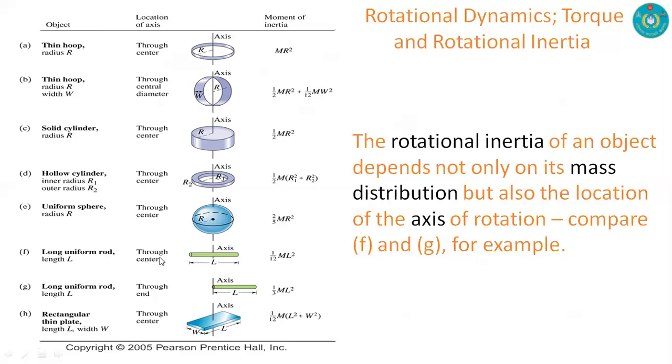For F, we have the location of the axis through the center, and for G, we have the location of the axis through one end. By comparing, we can write this equation. Actually, all these help for different shapes, and we have the term for moment of inertia.